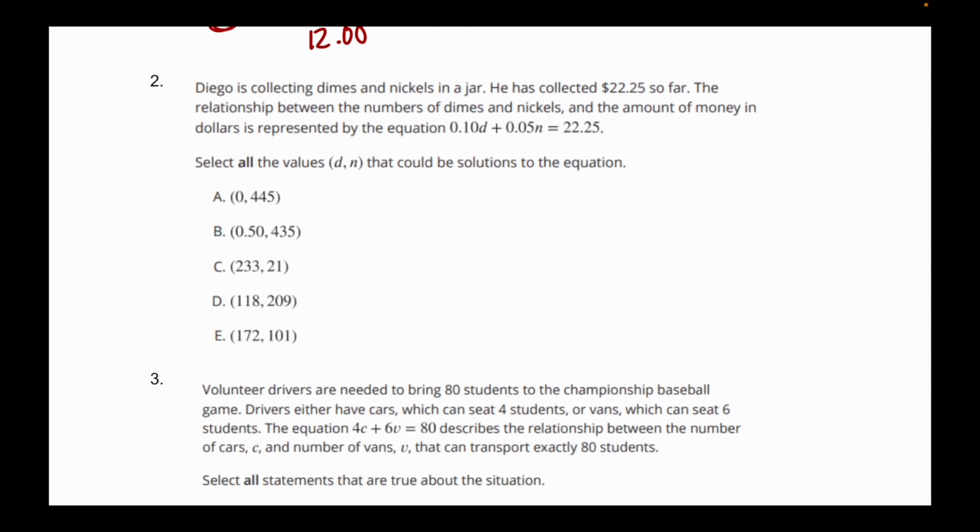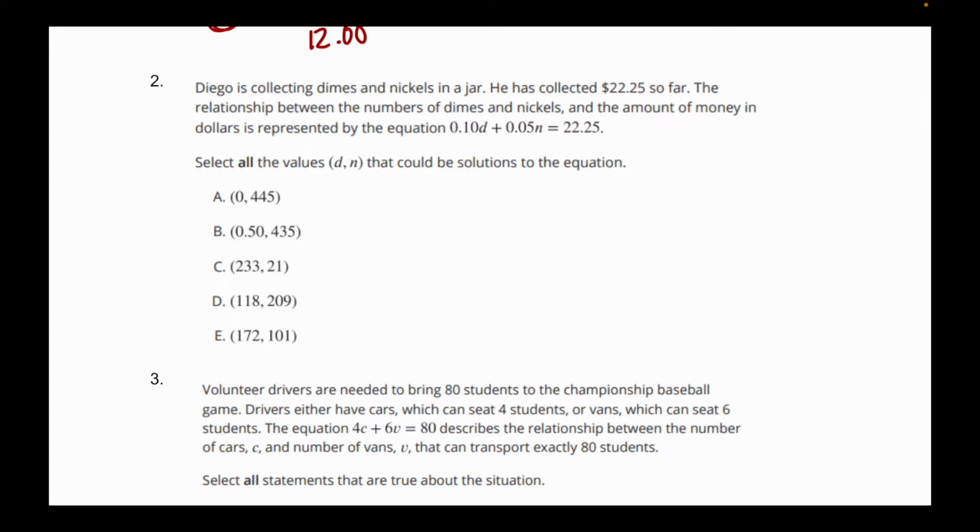If we go to question 2, we now have a different situation. We have Diego collecting dimes and nickels in a jar, and he's collected $22.25. And then they're going to give us this equation here. They say the relationship between the numbers of dimes and nickels and the amount of money is represented by the equation 0.10 times D plus 0.05 times N equals 22.25. So we want to select all of the values for D and for N that could be solutions to the equation. So we're going to do the same process here and plug these numbers in.